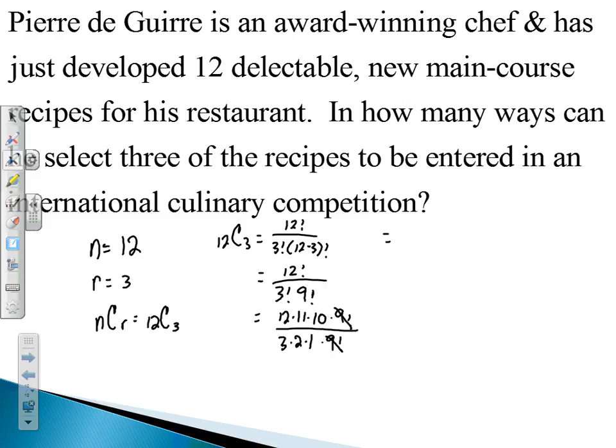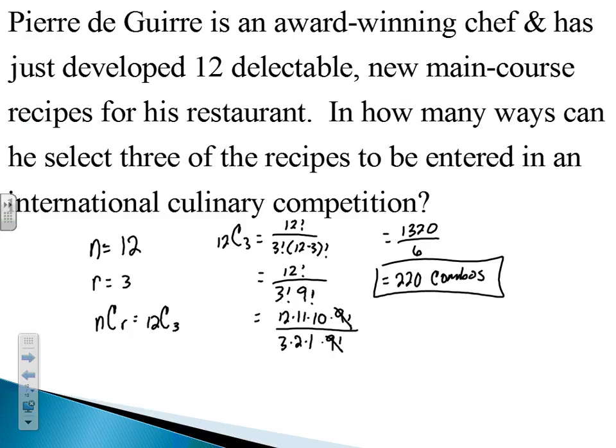And that'll give me 1,320 over 6. So that tells me there are 220 different combinations that Chef Pierre could wind up submitting to the culinary competition.